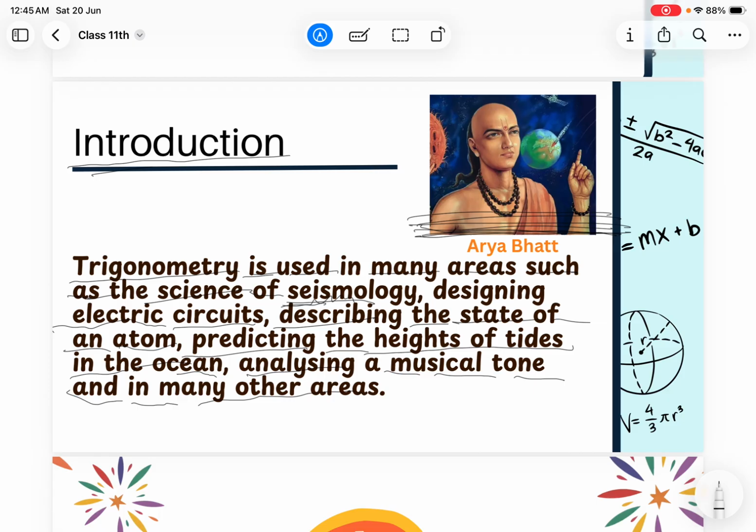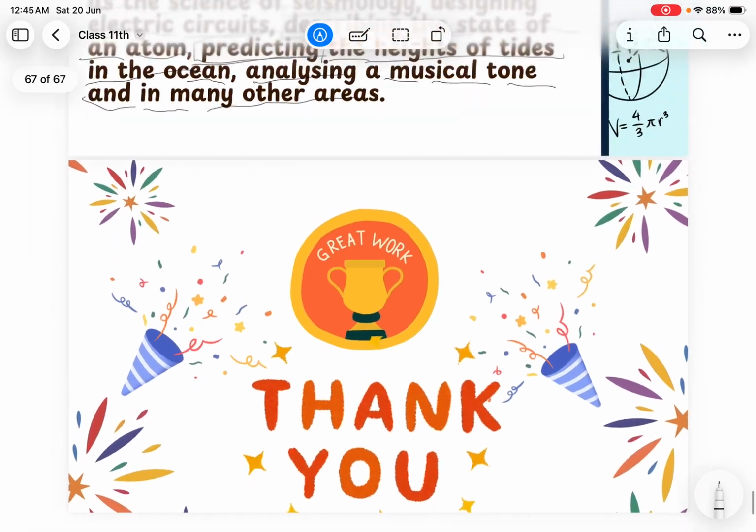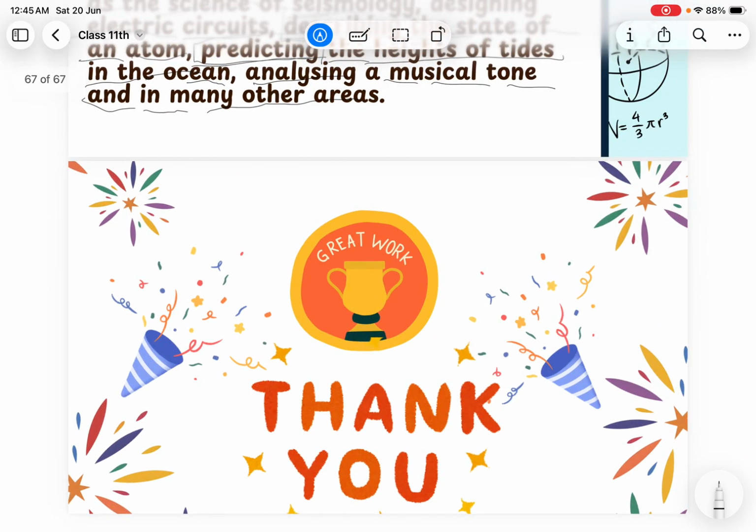And in all this, if you are very good at maths or trigonometry, then you can go for these descriptions, and you will get good knowledge of that. So that is a very long series, I believe.